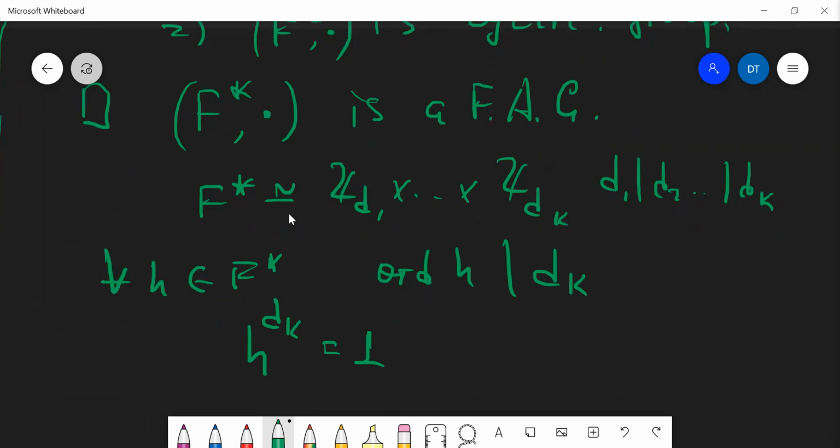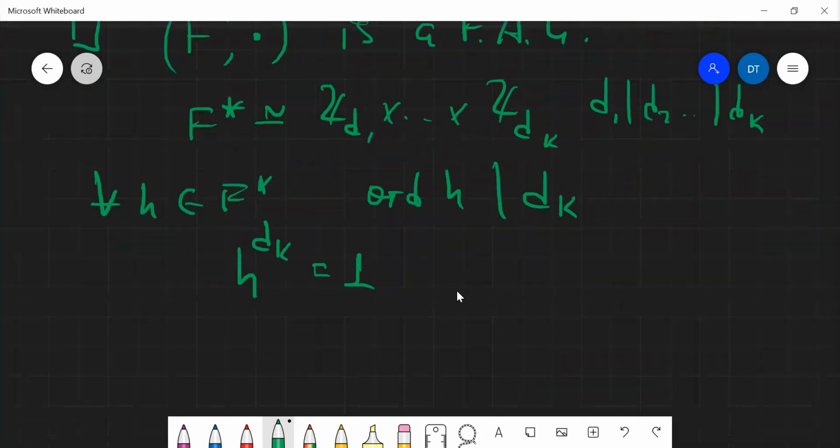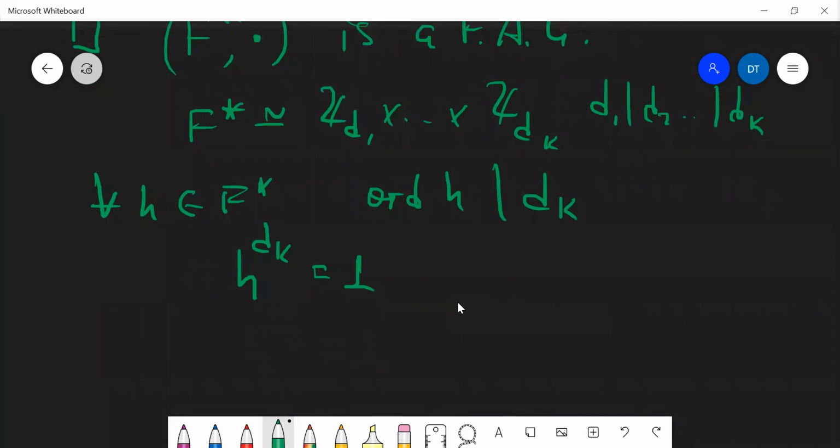So let me repeat what's going on here. We consider F star with multiplication. Since it's a finite abelian group, we know that its structure must be something like this. Using this isomorphism, we see that each element h, if we raise it to the power dk, we will get the neutral element 1 of this group. So this simply means that each element of F star is a root of the polynomial x to the dk minus 1.